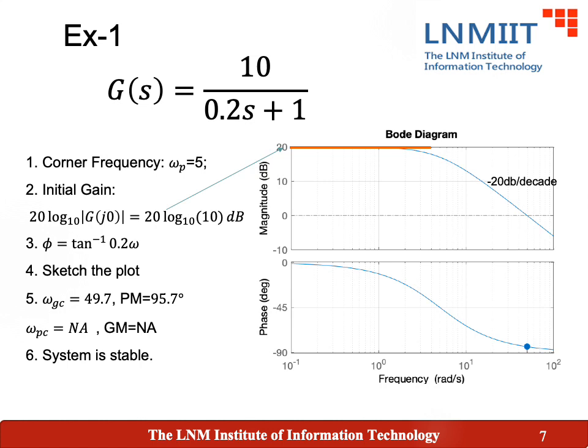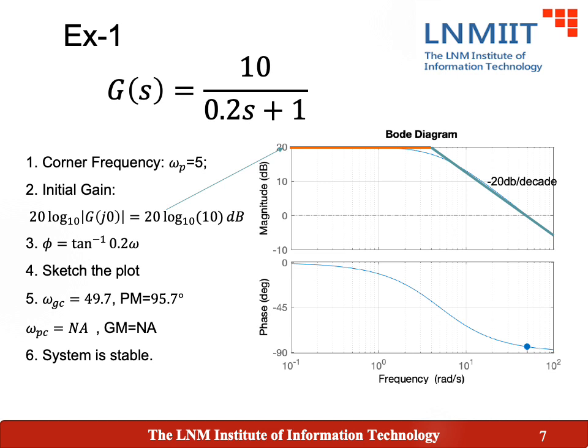So after this particular frequency, since this frequency is associated with the pole, the slope of the system will reduce by minus 20 dB per decade. So after that particular frequency, your magnitude will start decreasing at the slope of minus 20 dB per decade. So this is your construction of the Bode diagram, the magnitude plot of this transfer function.